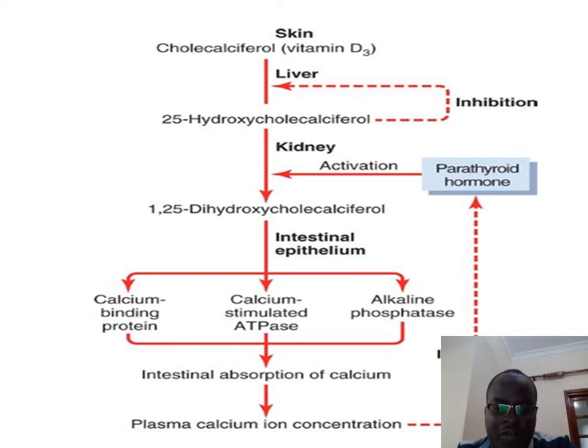Then the plasma calcium ion concentration is going to increase. If the plasma calcium concentration has increased so much, it has a negative feedback inhibition on the parathyroid hormone. So you have less parathyroid hormone, less activation, then less of the active form of vitamin D3, and less absorption. That's the control that is taking place. So there are checkpoints where you have inhibition or a negative feedback mechanism at this level as well.